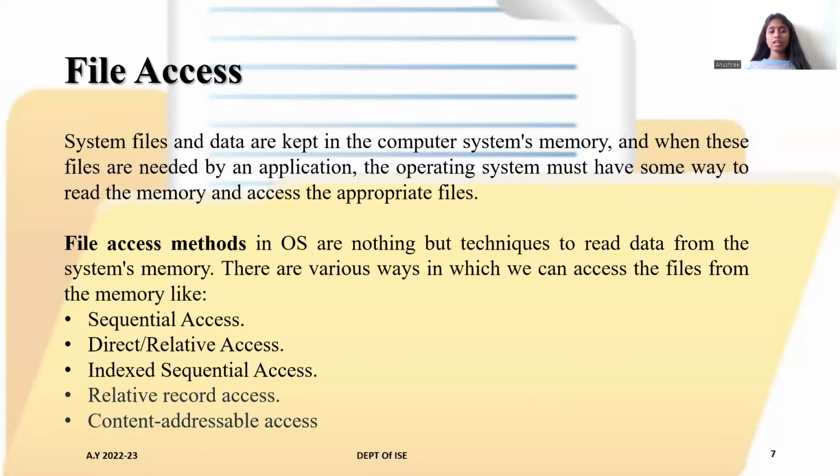File access. System files and data are kept in the computer system's memory, and when these files are needed by an application, the operating system must have some way to read the memory and access the appropriate files. File access methods in OS are nothing but the techniques to read the data from the system's memory. There are various ways in which we can access files: sequential access, direct or relative access, index sequential access, relative record access, and content addressable access.